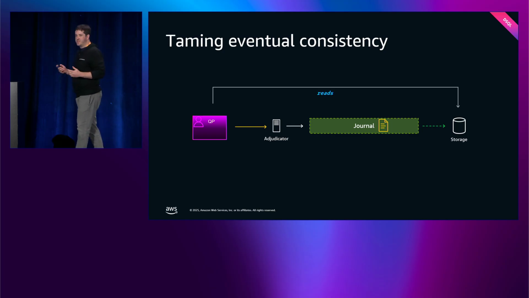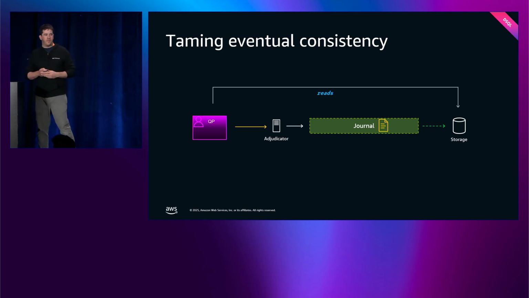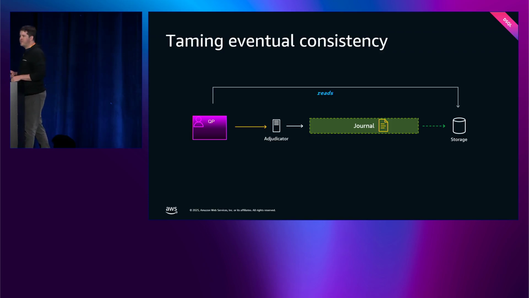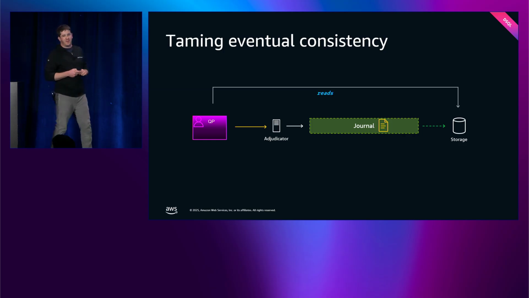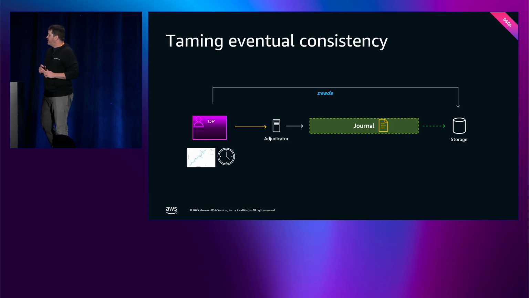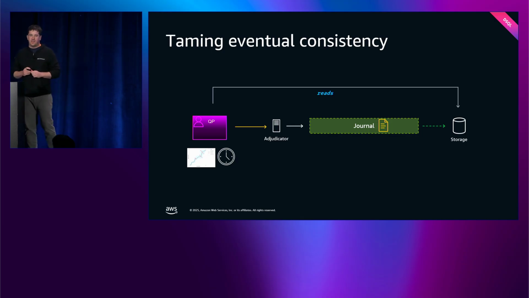Because otherwise we'll have an eventually consistent system. Eventually consistent systems are very difficult to reason about. They're very difficult to write correct code against. Okay. So what we do in DSQL is use a time-based synchronization protocol.